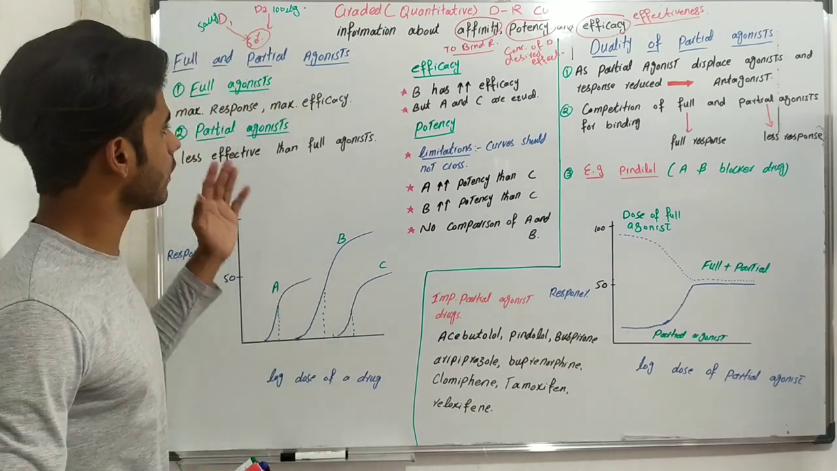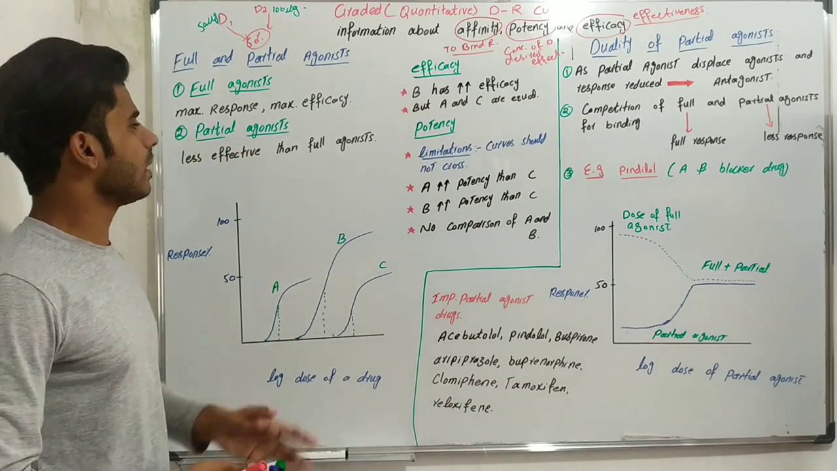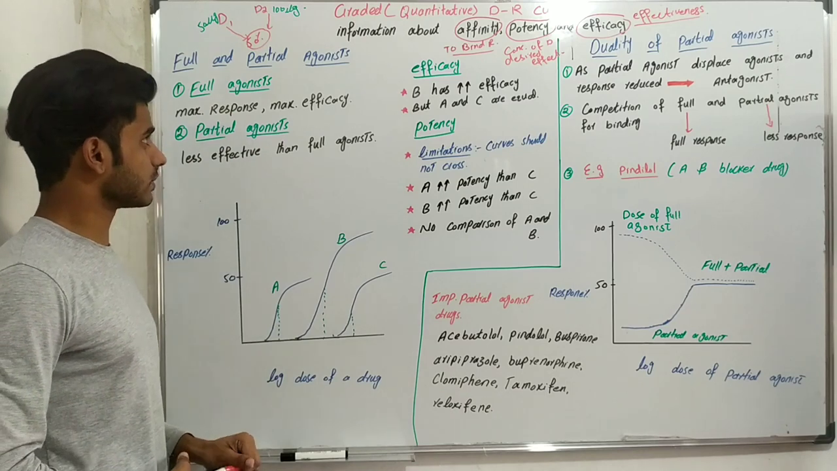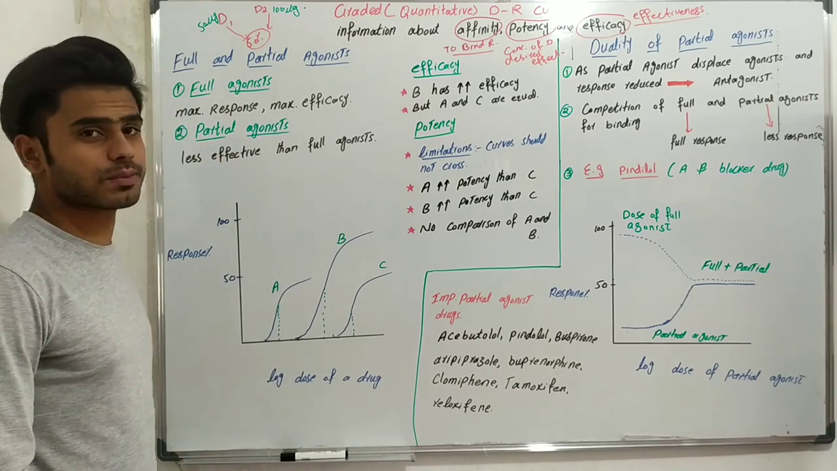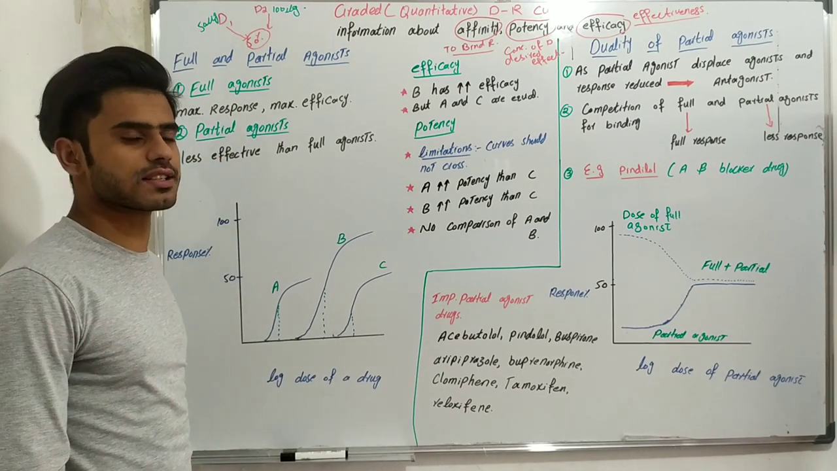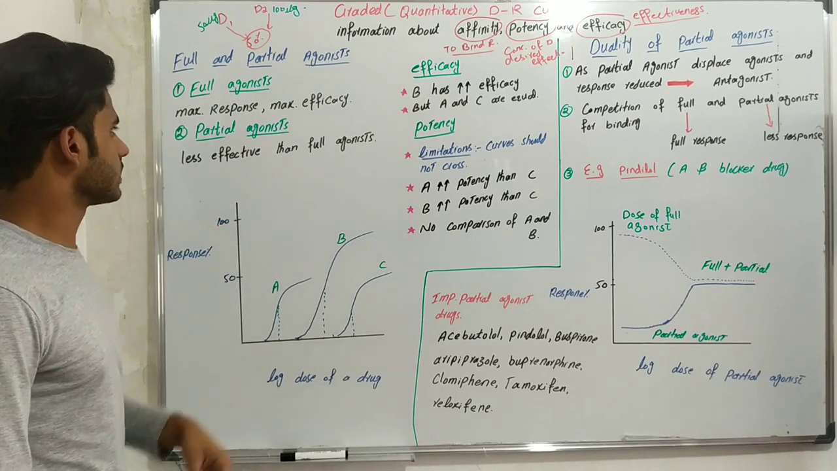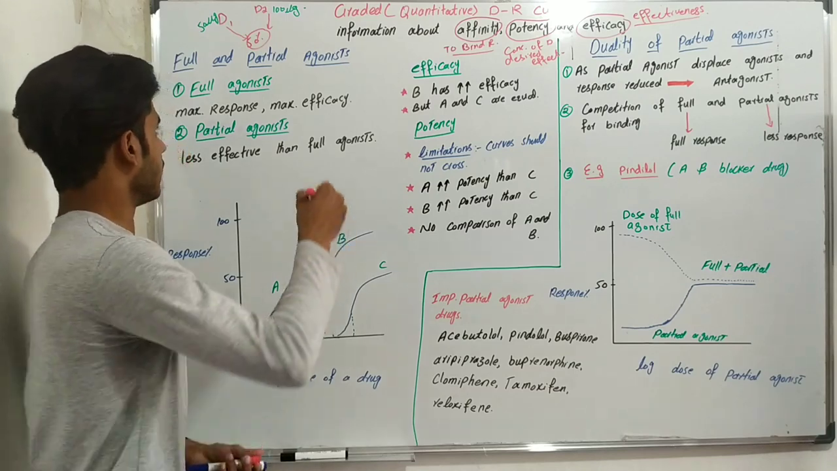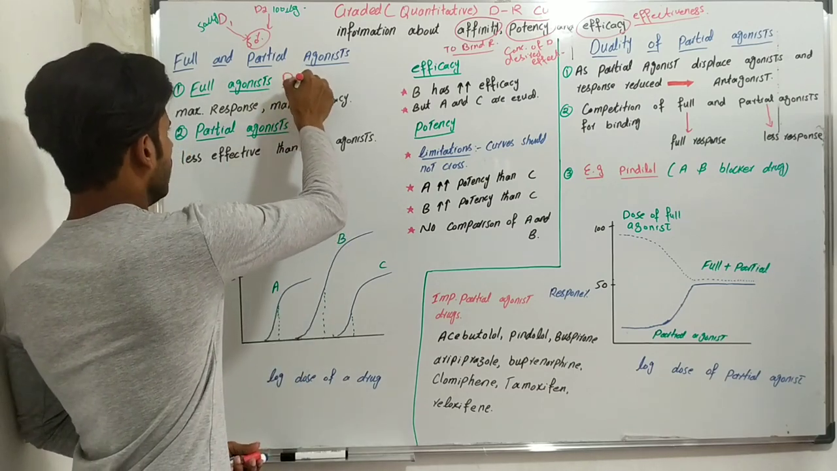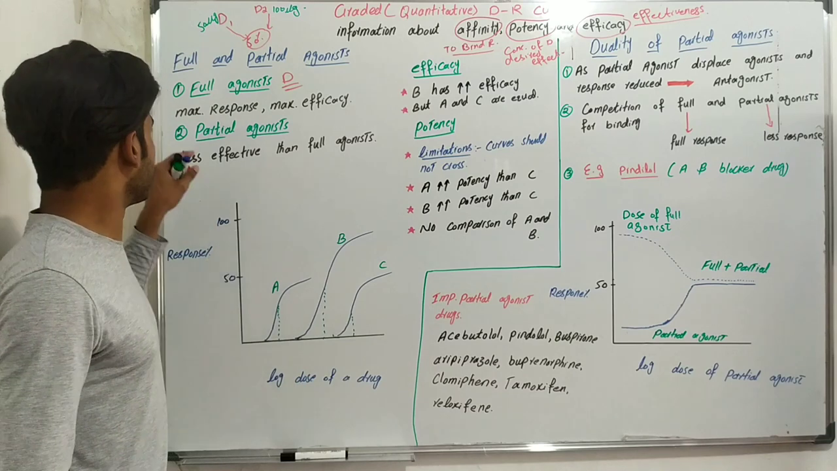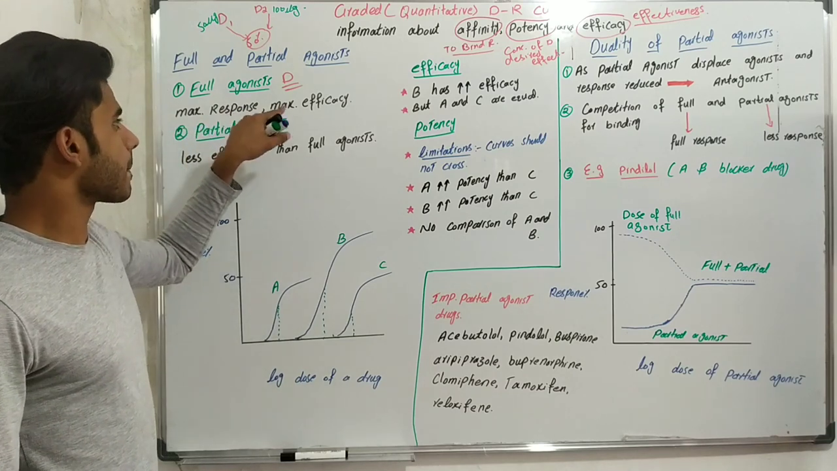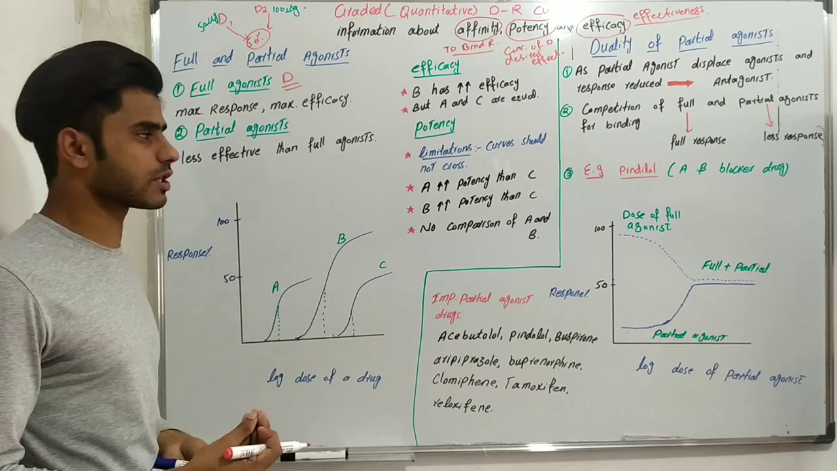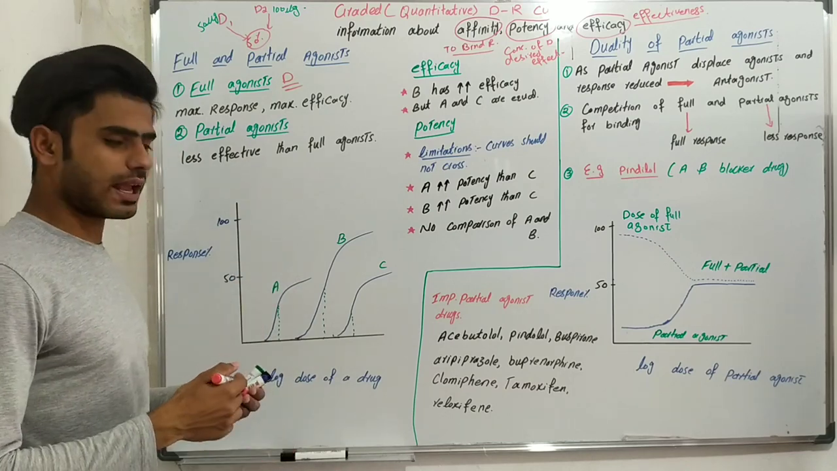So now we will move towards our main topic, that is about the full and partial agonists and duality of partial agonists. We have also explained full and partial agonists in our previous lectures, but here I would like to repeat it once again. What is the full agonist? Full agonist is a drug that gives a maximum response or maximum efficacy. A drug that has a maximum efficacy and maximum response is called the full agonist drug.